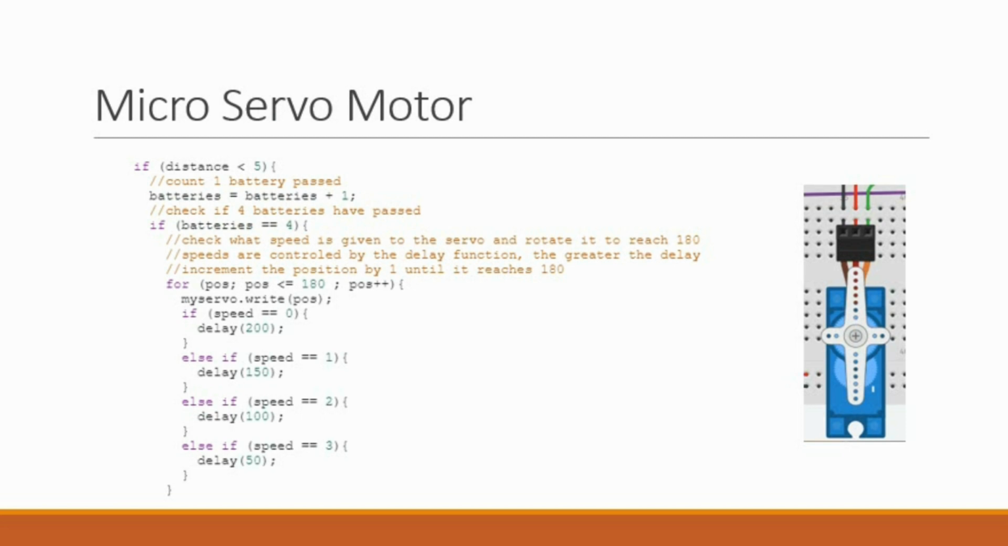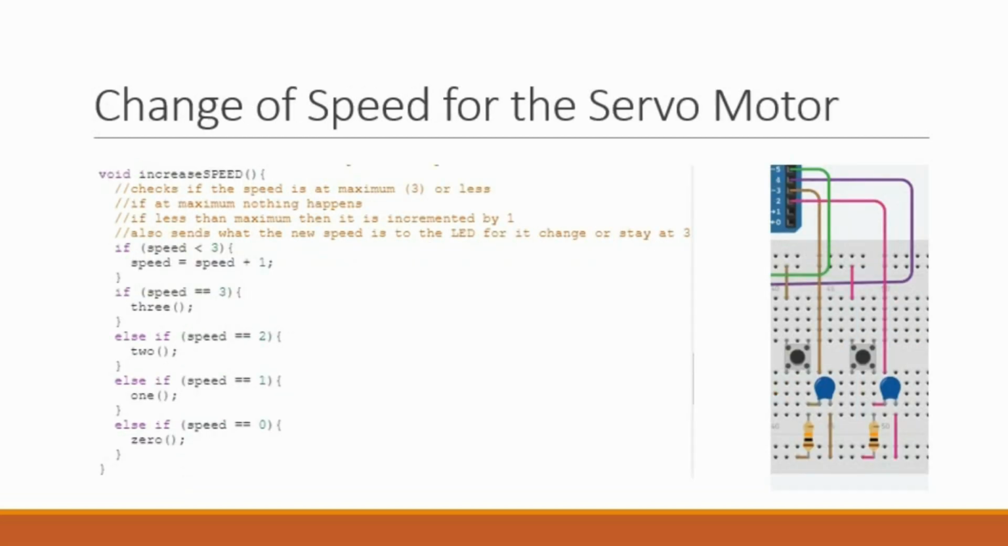The delay function will be used to delay the time between each degree the servo motor rotates. Based on that, the greater the delay, the slower the servo is, and vice versa. After reaching 180 degrees, the servo will wait for 1 second and then go back to its neutral position using the same procedure. 2 push buttons will act as triggers in the system.